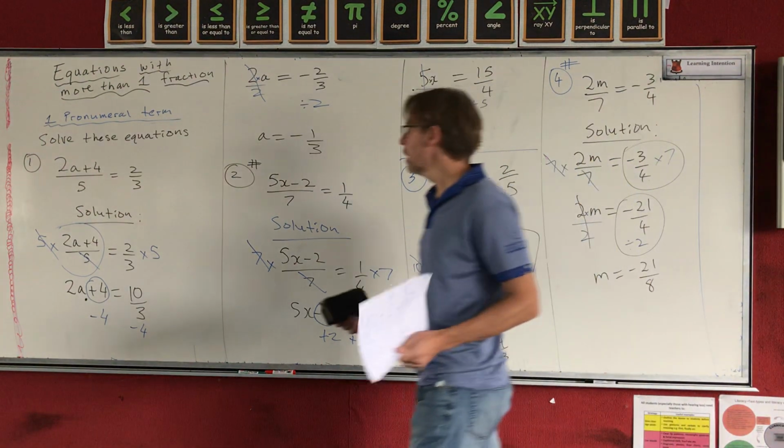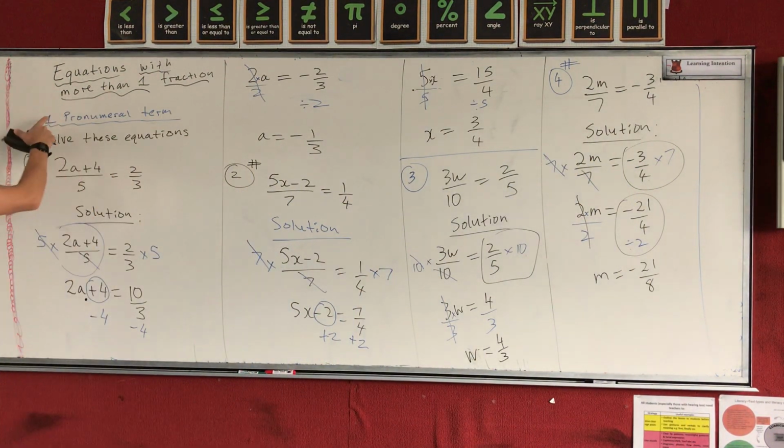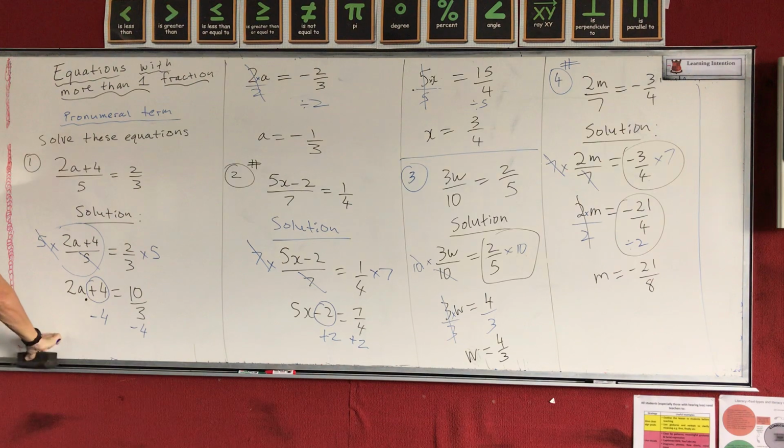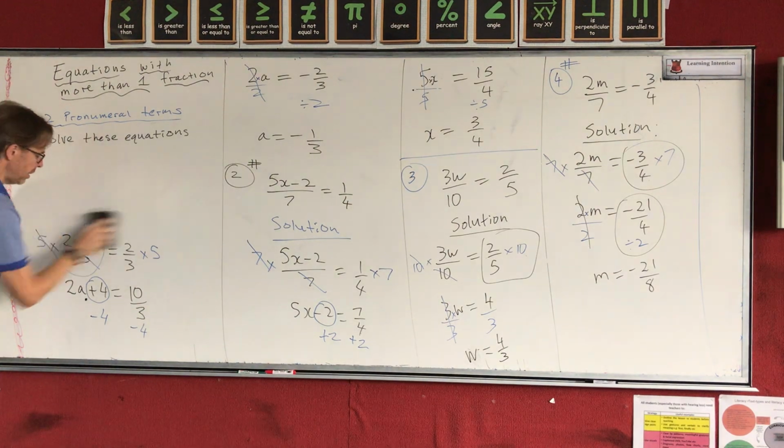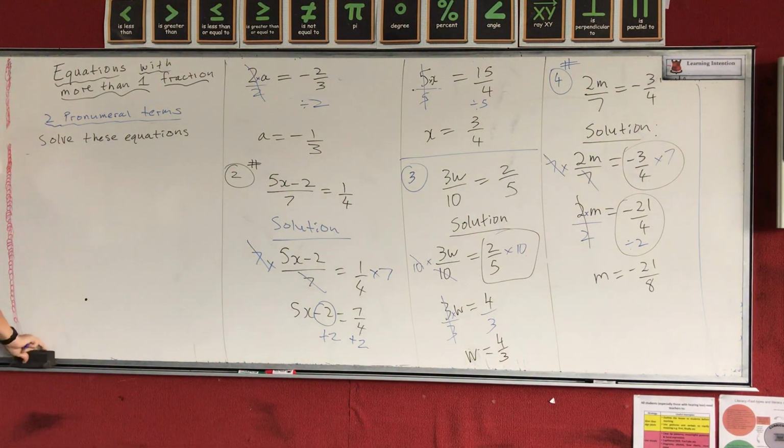Now, we looked at equations with one pronumeral term, equations with fractions with one pronumeral term. Now we're going to do two pronumeral terms. Okay, so I'm going to rub these out now. So your new subheading is two pronumeral terms. Copy this down as well, solve these equations, and we're up to question 5. Now I'm going to do one and then you will do one by yourself.